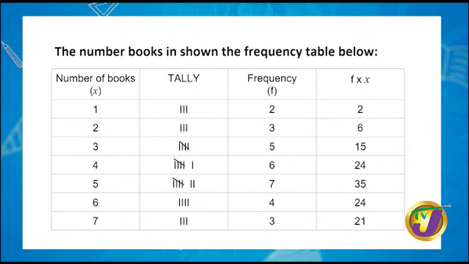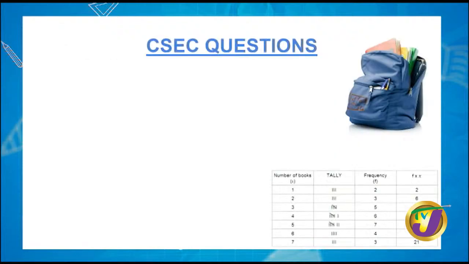And we can continue going down, and that will give us the number of books for each of these groups of students. So in order to find the total number of books for the entire class of 30, we would need to go ahead and find the total of that column that says frequency times X, or frequency times the number of books.